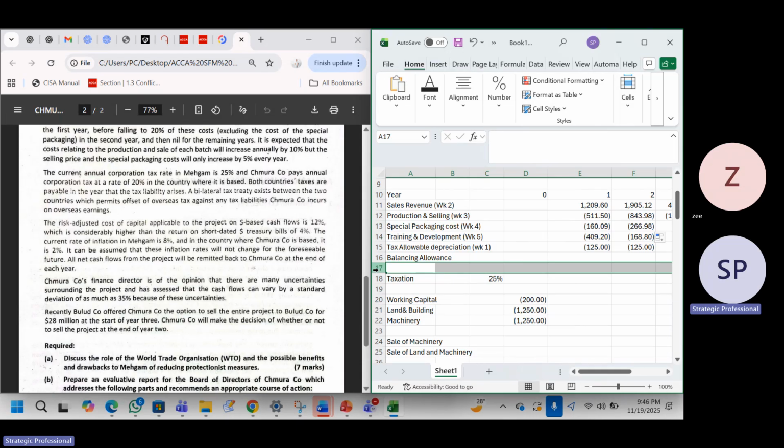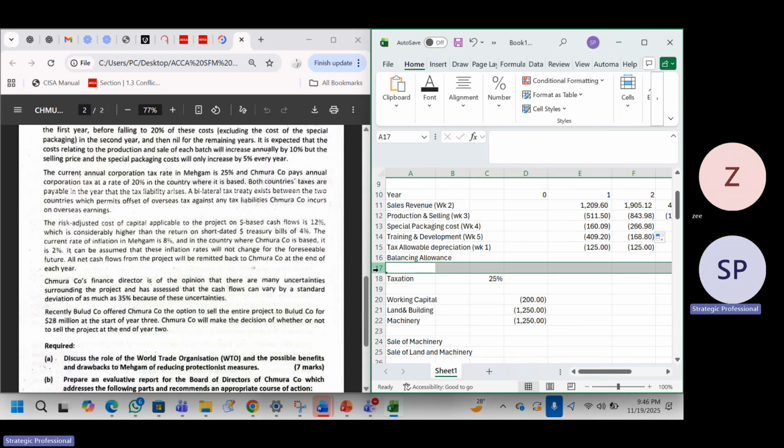The Chumako Finance Director is of the opinion that there are many uncertainties surrounding the project, and assumes that the cash flow can vary by a standard deviation of as much as 35%. Can you see? As much as 35, that's standard deviation. So this is option information. So S, they've told us already is 35%.